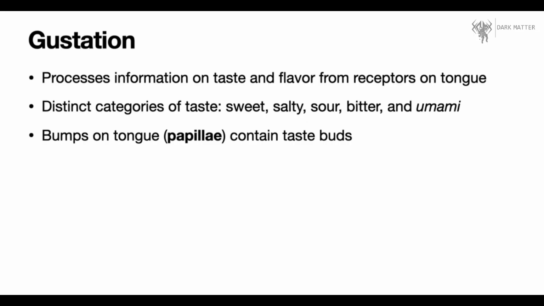Gustation is the sense of taste, and the gustatory system processes information about taste and flavor that is transmitted from receptors that are mainly found on the tongue. There are 5 distinct categories of taste according to the nervous system, and these are sweet, salty, sour, bitter, and umami. Umami is a category that was added recently relative to the other 4, and it refers to the savory taste that is found in animal meats.